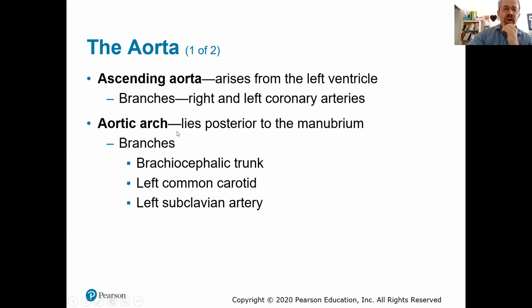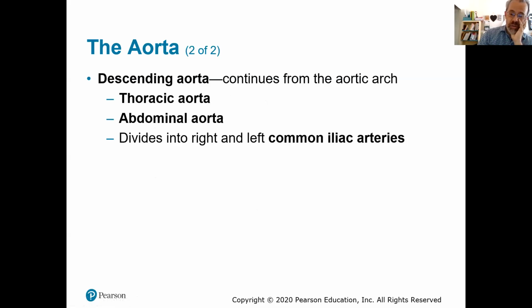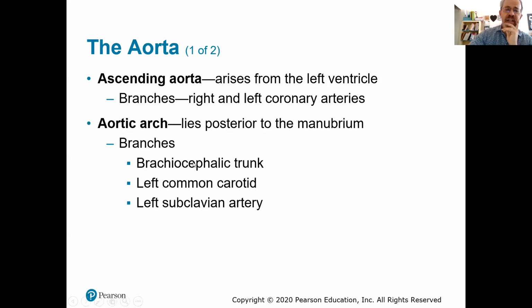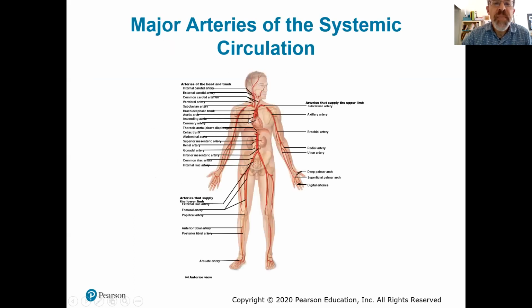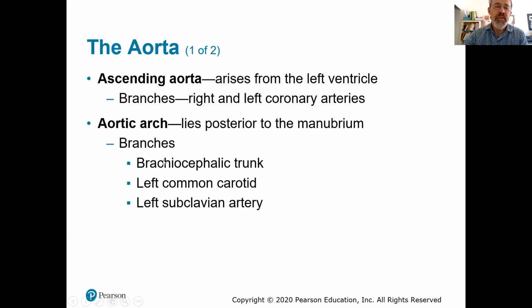The aortic arch branches into three main subdivisions, what we call the brachiocephalic trunk, left common carotid, and the left subclavian. So if we go back here, I know it's kind of small. Here's the ascending aorta. Here's the arch. There's three branches that come off, right, before it actually descends again. Those three branches are the brachiocephalic trunk, left common carotid, left subclavian.